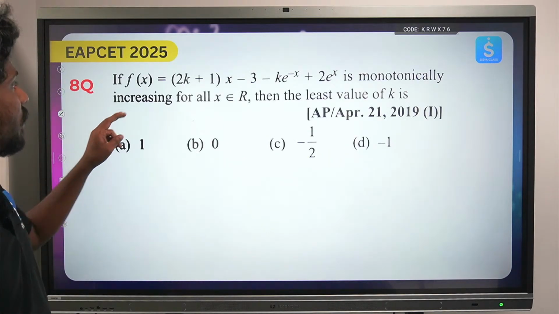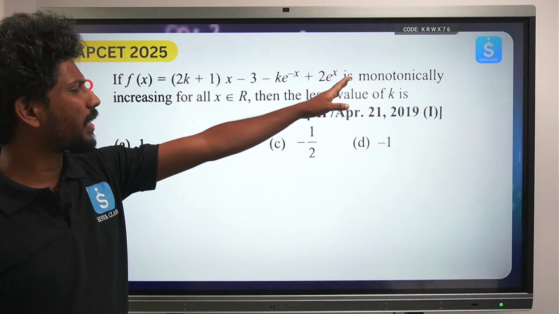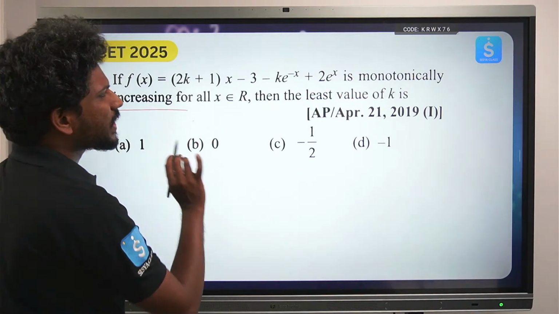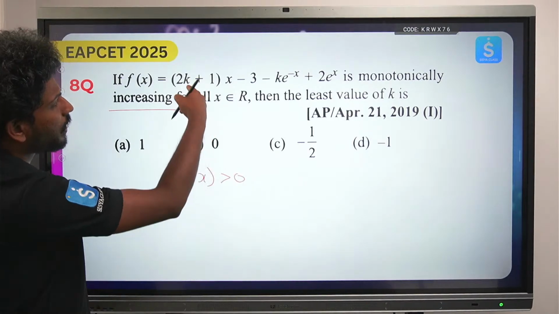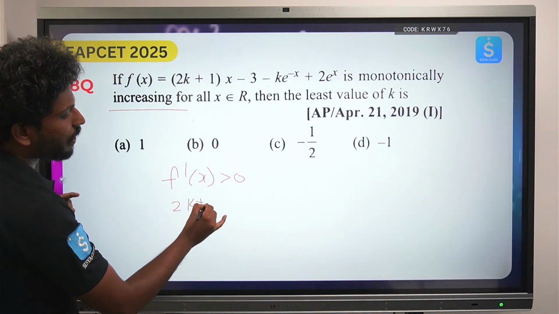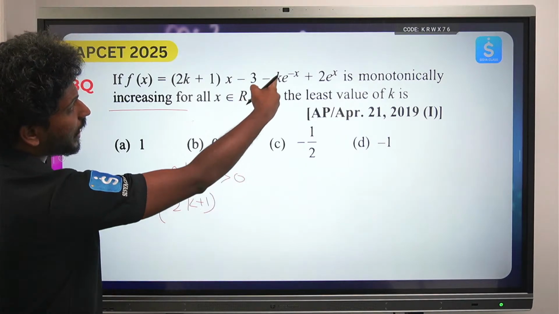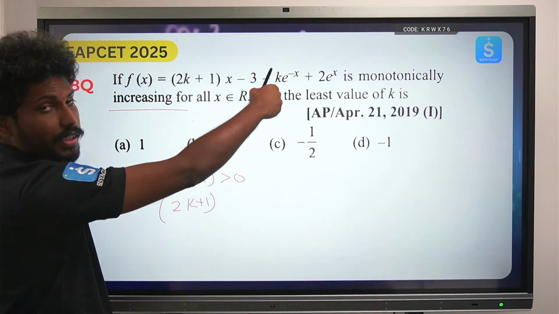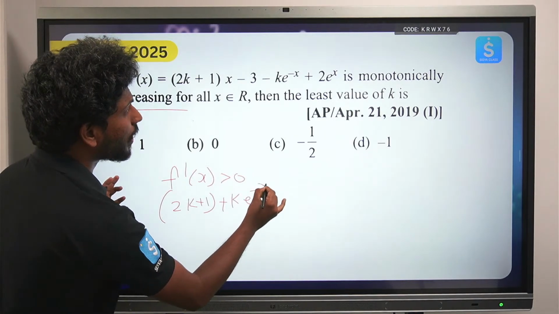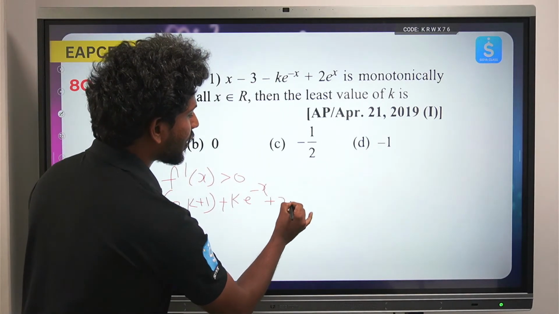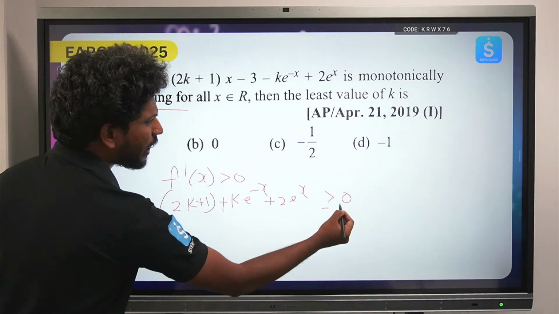Okay. Now f of x equals 2k plus 1 into x minus k into e power minus x. Whatever is the function, it is strictly increasing. Again, take f dash of x greater than 0. So if you differentiate this, 2k plus 1 into differentiation of x is 1, the constant is 0, minus k into e power minus x, differentiation of this is minus e power minus x. So this will become plus k times e power minus x plus 2 e power x, right? Which should be greater than 0, because it is monotonically increasing, you can take equal to 0 in fact.